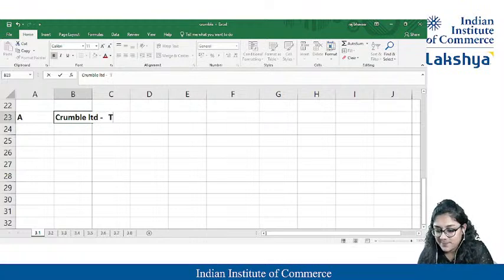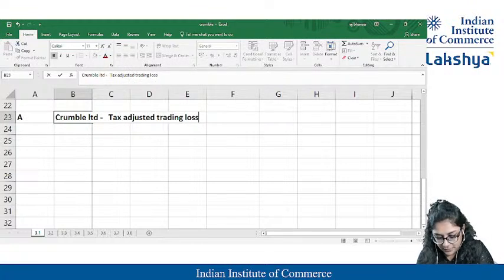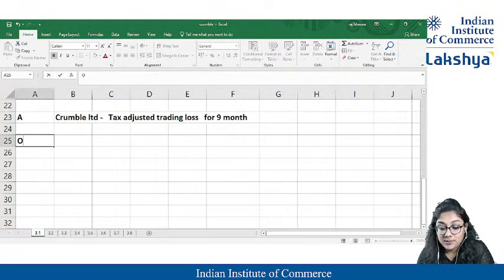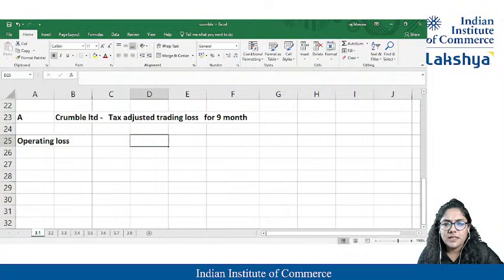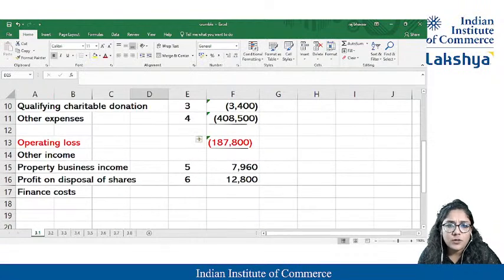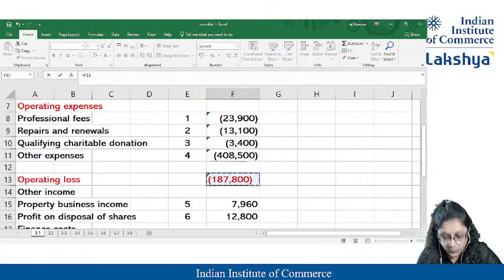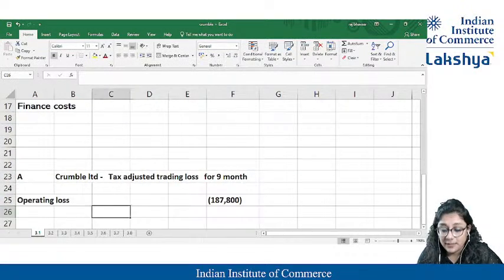So tax adjusted trading losses I have to book. Yes, trading loss is there in the question. For how many months, guys? For 9 months. So first of all, start with operating losses, guys. What's the loss given in the question? Over here, I'm getting an operating loss of 187,800. Cool? Yeah, but then minus 187,800.